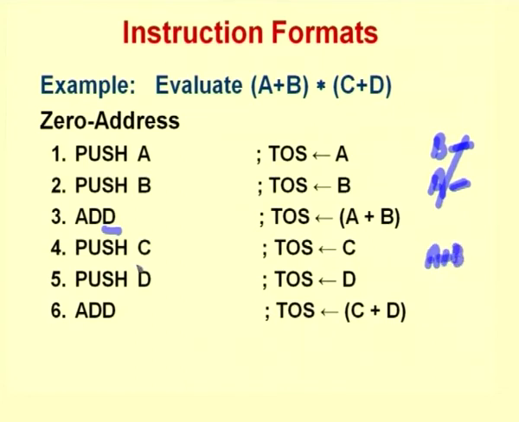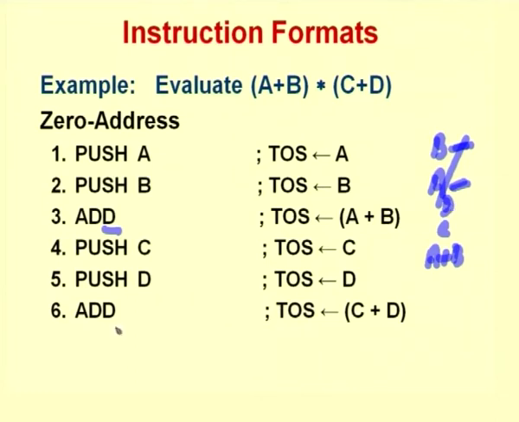Now push c, next I want to do c plus d. So, how do I do that? I push c, which means contents of c are now moved to the top of stack. Then I have a push d. So, contents of the location d will be pushed on top of stack. So, you got a plus b, you got c, and then you got d on top of that.